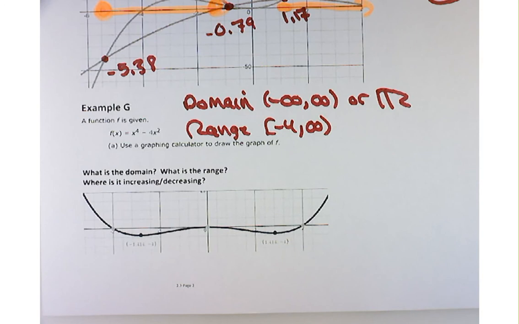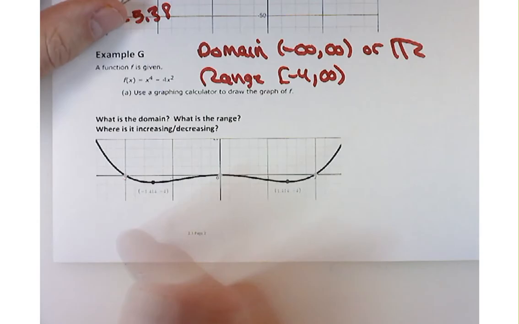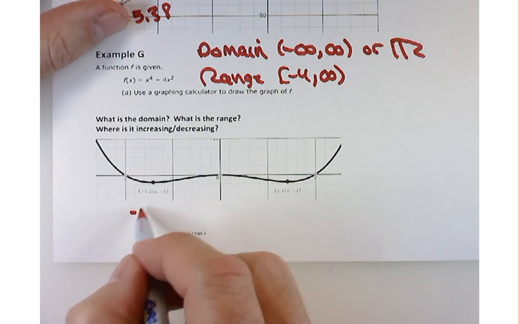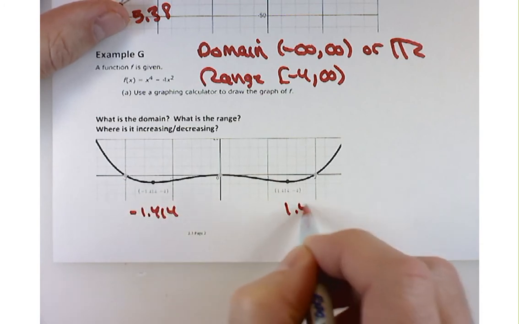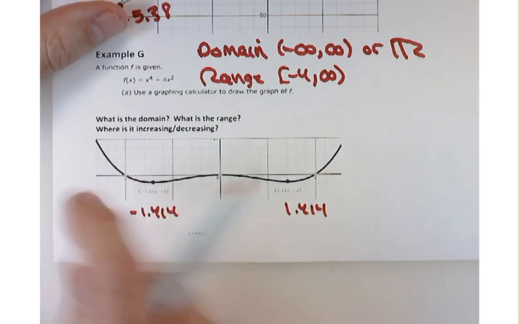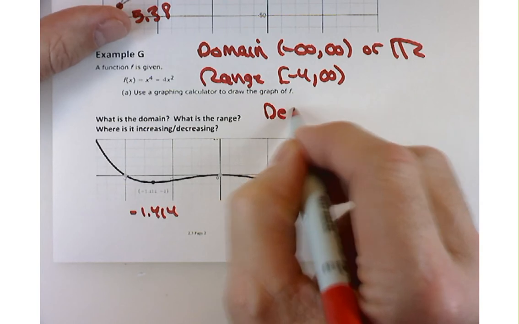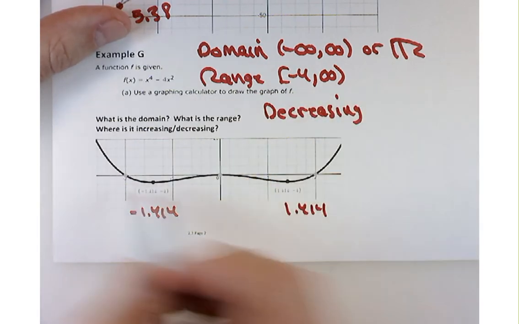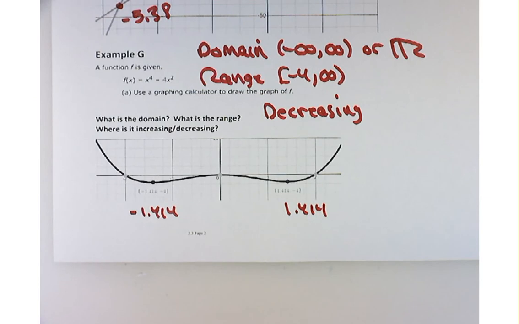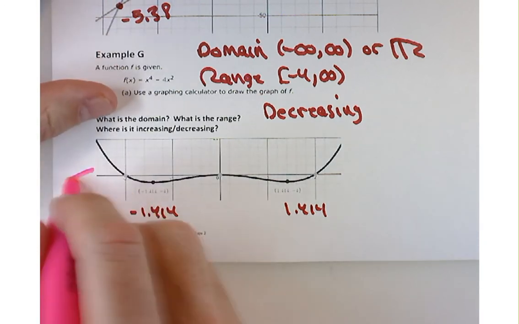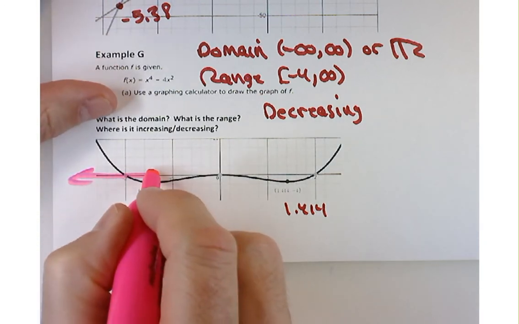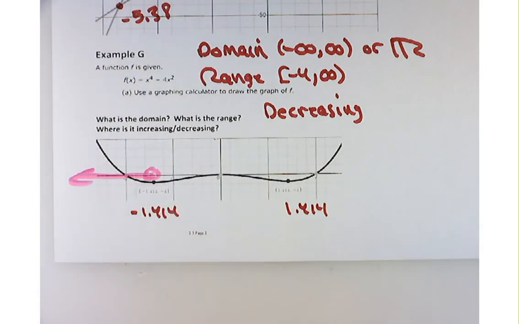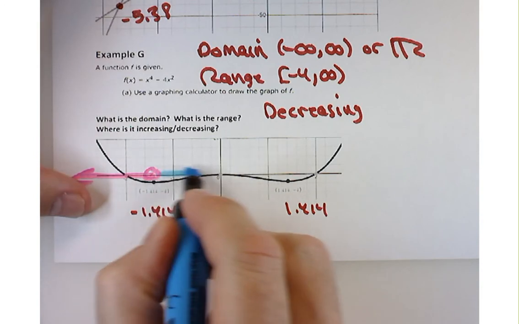As far as where is it increasing and decreasing? Again, off of Desmos, you can get these points, negative 1.414 and 1.414. So as far as decreasing is concerned, you're going to start decreasing way out here at negative infinity, way out there until you get to this point. And then it starts increasing, and keeps on increasing until you get to where? 0.